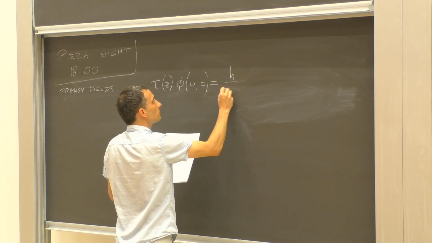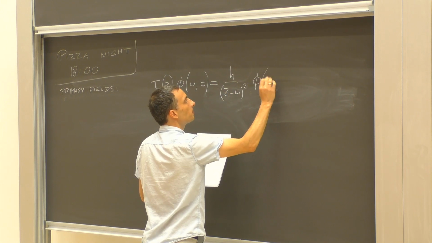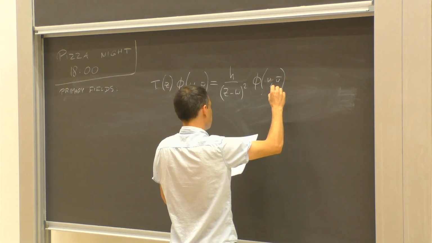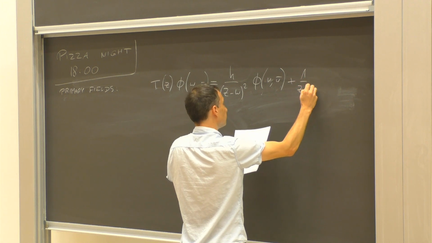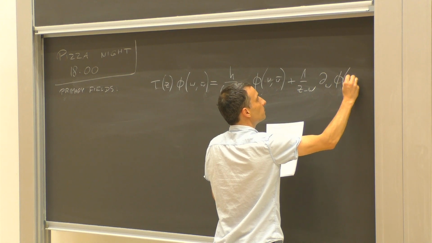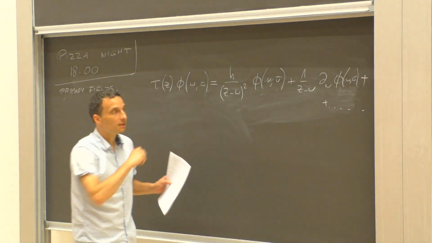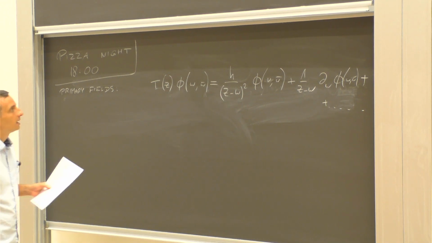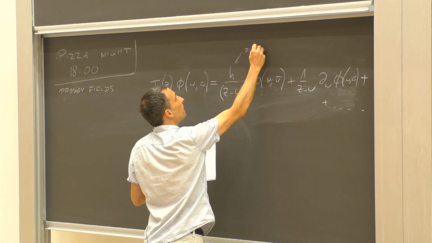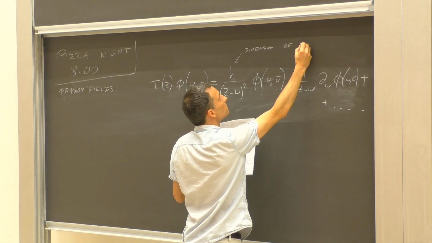which looks like this, and similarly with the T-bar component. So these are singular terms. The other ones are non-singular in this expansion, but the singularities are important when we make these contour integrals. And this h here is the dimension of the operator.